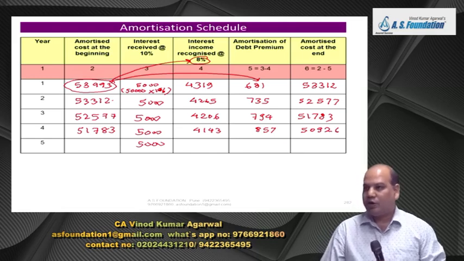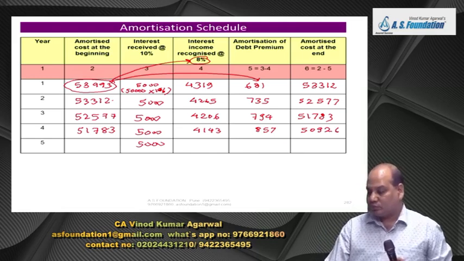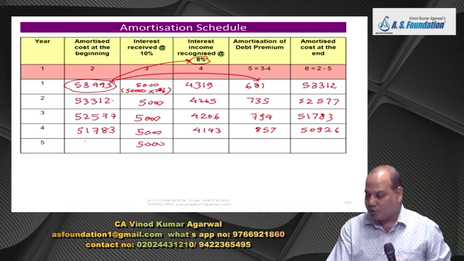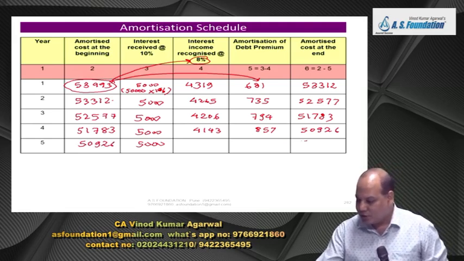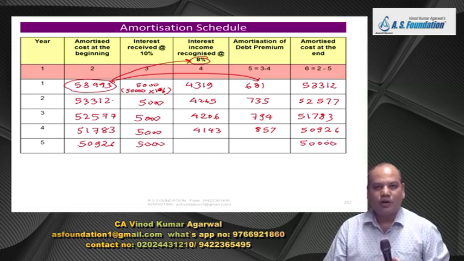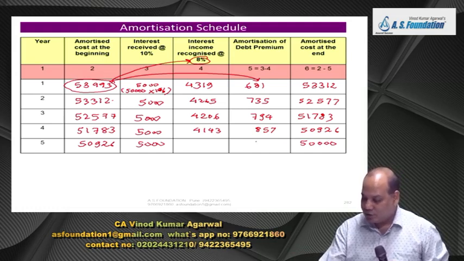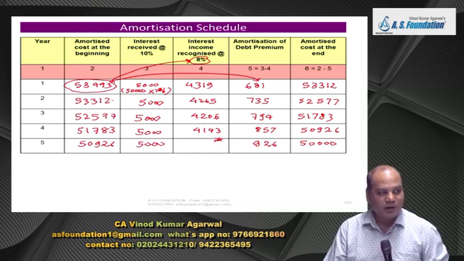Wait, 50,926. Is it right? Last year we will make a small change. Last year, first I will write here 50,000 because my closing balance should be equal to redemption value. To get 50,000, I need to deduct 926 from the opening balance. And to get this 926, this interest will become the balancing figure.